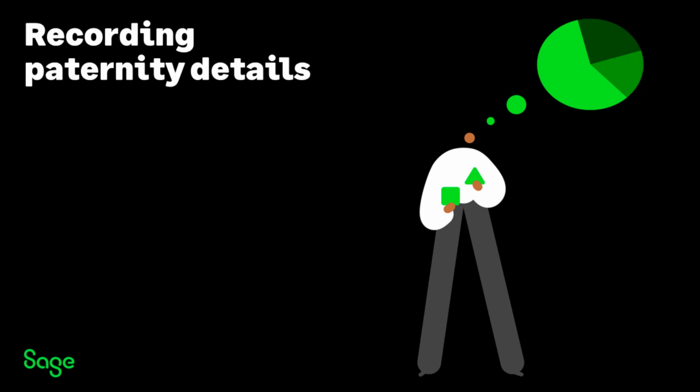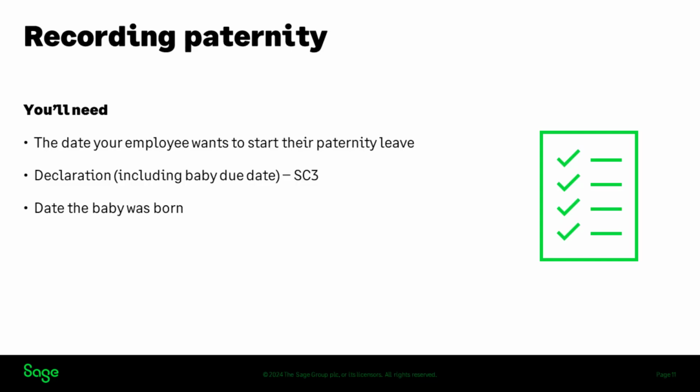So moving on to recording paternity pay, there's a few main things you're going to need for this, starting with the date your employee wants to start their paternity leave. You're also going to need a declaration, which includes the baby's due date. This can be the SC3 form, or if you've got your own, you can also use that. And you're going to need the date the baby was born, which, as Duncan mentioned, is the earliest date the statutory paternity pay can begin.